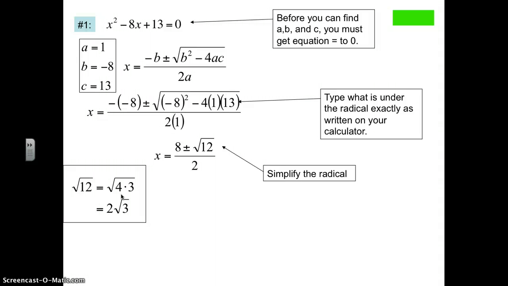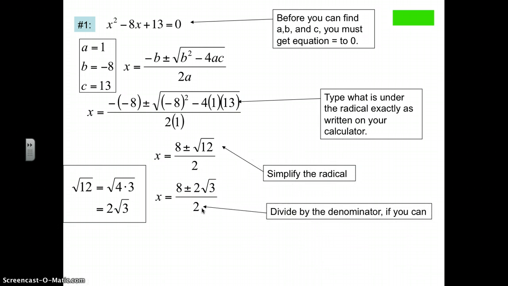So remember, a perfect square is 4, 9, 16, 25, numbers that when you multiply a number by itself, you get that number. So 10 times 10 would be 100, which is a perfect square. So now we just rewrite this as x equals 8 plus or minus 2 radical 3 over 2. And notice here, I can divide by my denominator. 2 goes into 8 and 2 goes into 2. So if I divide by my denominator, I get x is equal to 4 plus or minus square root of 3.